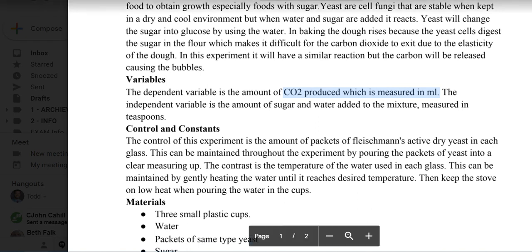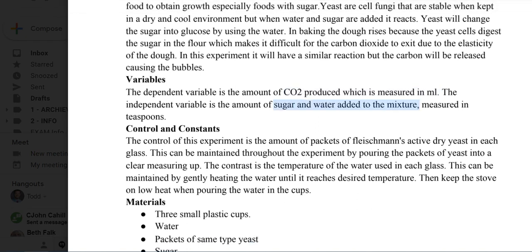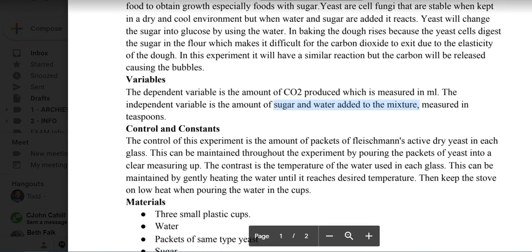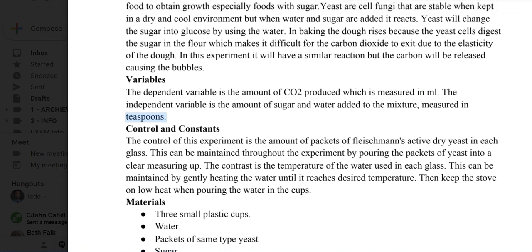The independent variable is the amount of sugar and water added to the mixture measured in teaspoons, okay? Again, teaspoons is an imperial unit. We need to see something metric, like grams or milliliters. In fact, you have milliliters here, so we need to see something metric here, not imperial, okay? And again, list your independent variable first, not your dependent variable.